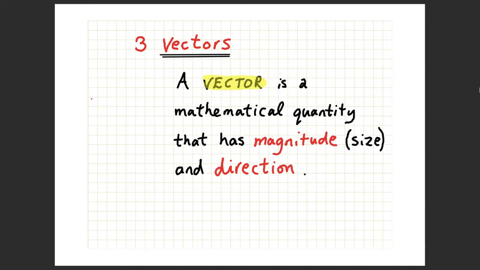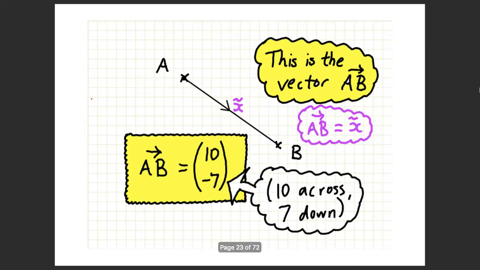So here's some notes for my advanced students on vectors. A vector is a mathematical quantity that has size or magnitude and direction. For example, here's a movement from one place to another place, from here to here.